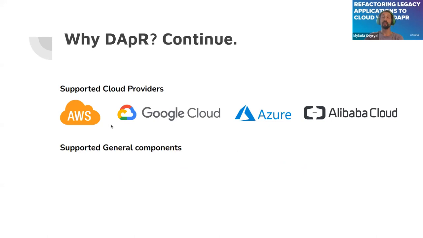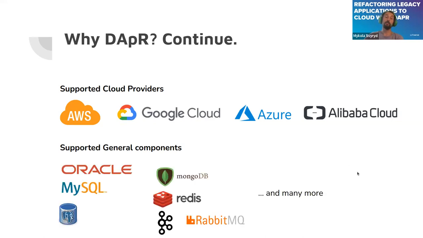And also it supports the major cloud providers like AWS, Google Cloud, Azure, Alibaba, I guess even IBM, and many more. And also it supports many general components like relational databases. I listed only a couple, but you may add almost all relational databases. It also supports non-relational ones like MongoDB, DocumentDB, whatever. And Redis as a cache, message brokers like Kafka, RabbitMQ, whatever.